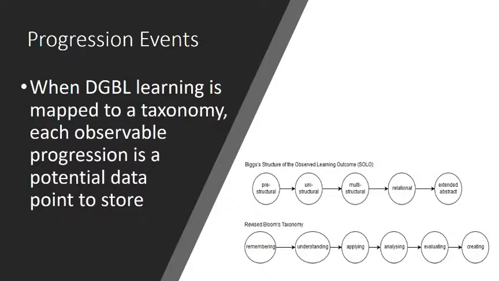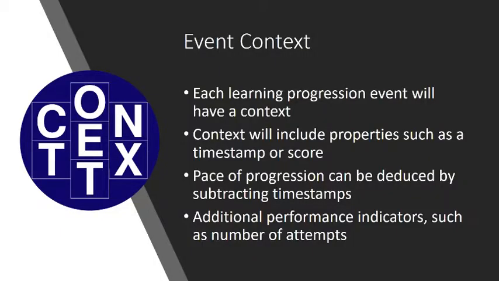So as the player moves along a particular learning outcome, which is mapped to, for example, SOLO, then we can store data and context for each event that's triggered. For example, moving from multistructural to relational level of understanding. Each event that's triggered will have a context, and those contexts will include various properties such as a timestamp when it occurred, or a score that might be associated with it, for example if a little test was taken. And pace of progression can be deduced by subtracting timestamps.